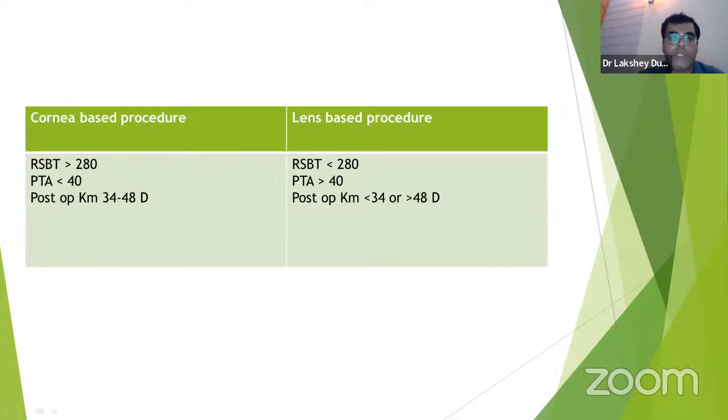So according to these parameters, if residual stromal bed thickness is more than 280 microns, percentage tissue altered is less than 40, and post-operative K is between 34 to 48, we go for a cornea-based procedure. If it is not this way, then we may think about a lens-based procedure.